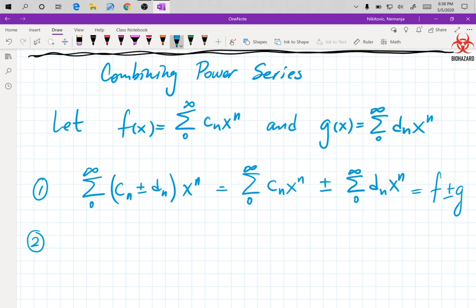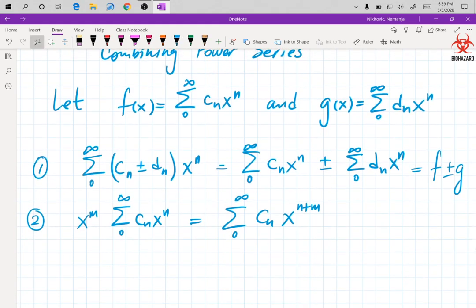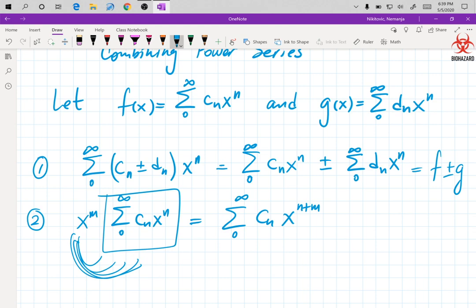The next one is multiplication by a power. If you have some x to the m multiplied into the sum of Cn x to the n power series, then this can go in, and you'll have your n plus m, which is just standard algebra. Now think about this. This is going to have infinitely many terms, and each term will distribute this one. Well, they will all add to this one anyway. Doesn't matter.